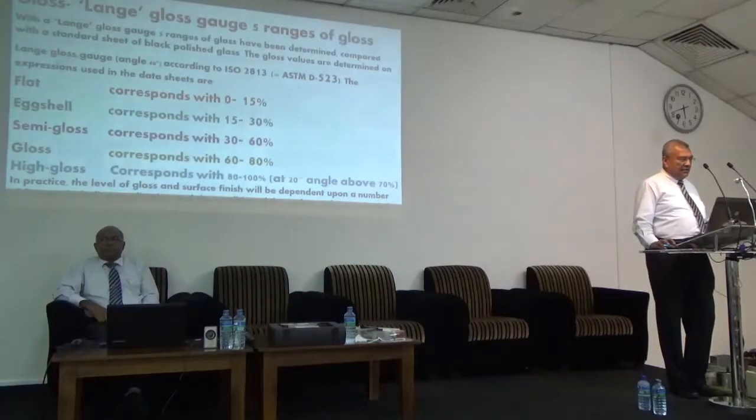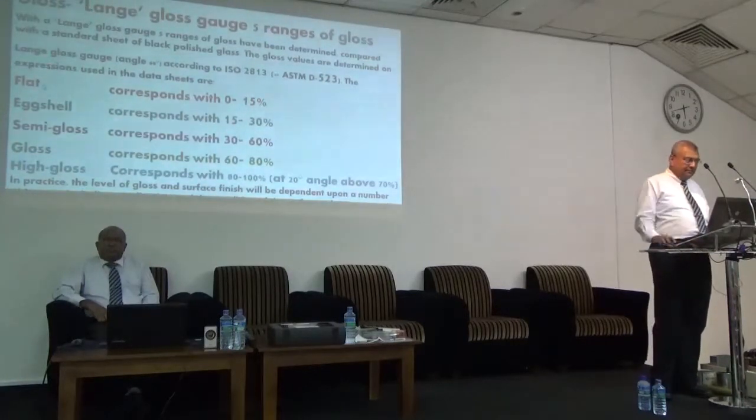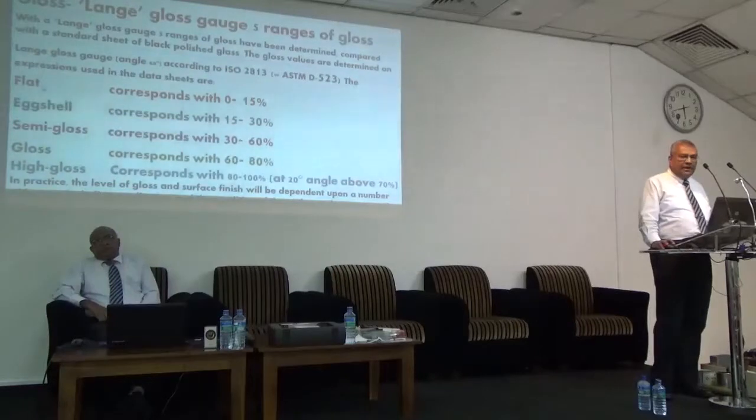Now this is measured with a gloss gauge at an angle of 60 degrees. Flat means 0 to 15%, so there's no gloss. But in the high gloss, the reading is 80 to 100%, at a 20 degree angle. So it's very shiny. Especially the primers and intermediate coats going inside are mainly flat, because you don't need gloss for the primer first coat.